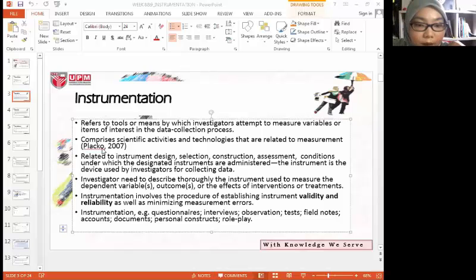So for those who do quantitative, it starts with identifying your variables. Then you determine your operational definition of the variable. You identify your variable, you determine your operational definition, and next you should identify how you are going to measure this variable. It is related to measurement and instrument.